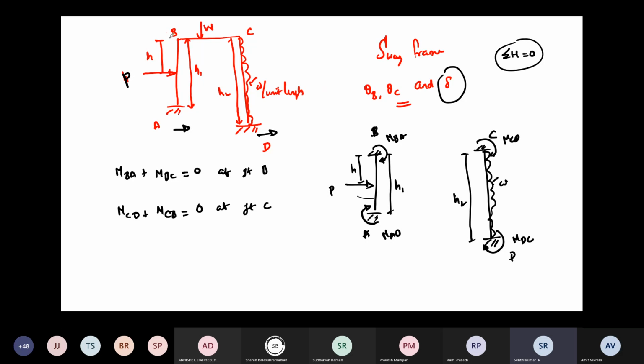But we are having two equations, generally sigma MB equal to 0, sigma MC equal to 0. Based on that, you can find theta B and theta C. But delta, how will you find out? We need one more equation. So for that only, we are going to use an additional equation called the shear equation. The shear equation is nothing but sigma H equal to 0. Okay, sigma H equal to 0.